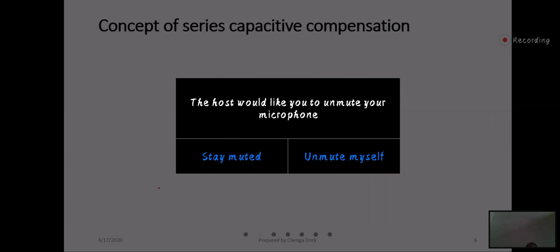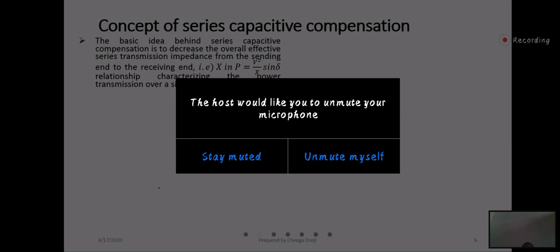Now let us see the concept of series capacitor. The basic idea behind series capacitive compensation is to decrease the overall effective series transmission impedance from the sending end to the receiving end, that is X in P. Since P is inversely proportional to X, if you decrease this, P will automatically increase. So you want to increase the transmittable power by reducing the transmission line impedance.